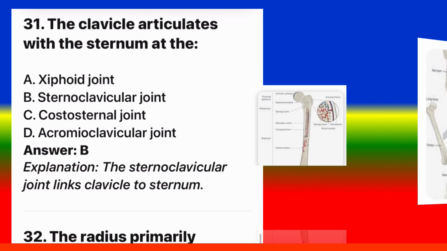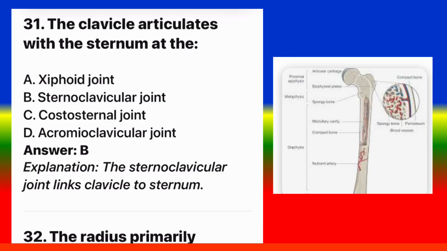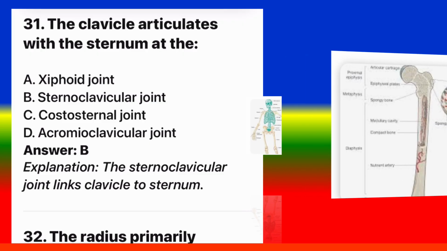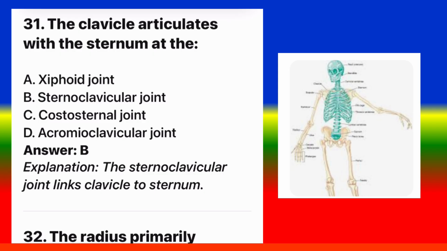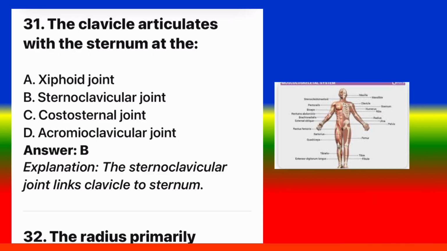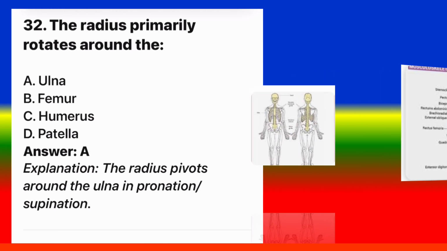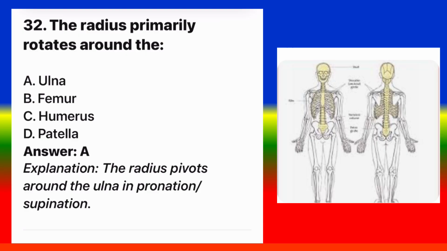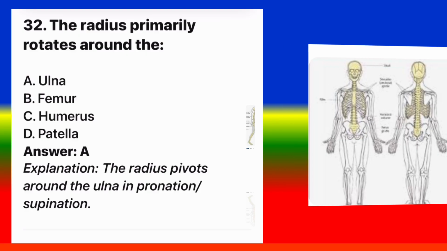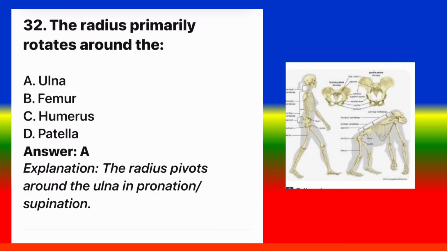31. The clavicle articulates with the sternum at the: A. Xiphoid joint, B. Sternoclavicular joint, C. Costosternal joint, D. Acromioclavicular joint. Answer B. Explanation. The sternoclavicular joint links clavicle to sternum. 32. The radius primarily rotates around the: A. Ulna, B. Femur, C. Humerus, D. Patella. Answer A. Explanation. The radius pivots around the ulna in pronation and supination.